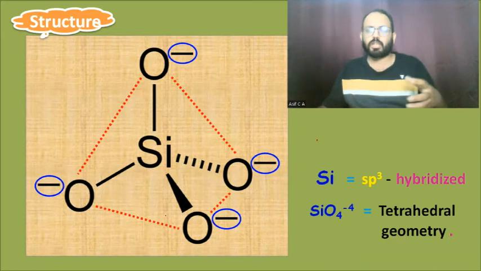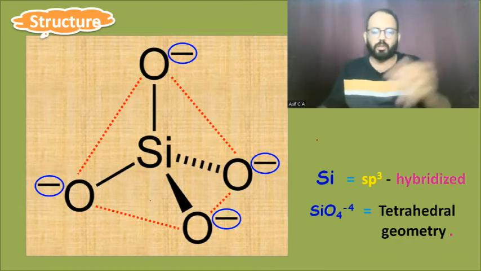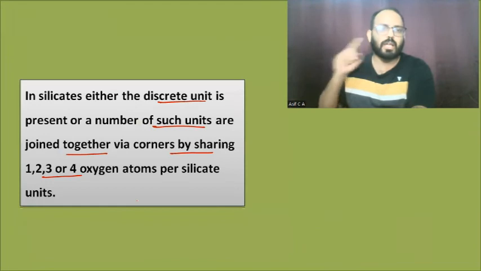இப்போ ரெண்டு ஆக்சிஜன் ஷேர் பண்ற மாதிரி இருந்துச்சுன்னா the structure which shares one oxygen ஒரு type, this structure which shares two oxygen இன்னொரு type, three oxygen share பண்றது இன்னொரு type. So அந்த மாதிரி different types we can able to have. That is what they are telling. In silicate, either the discrete unit is present or number of such units are joined together via corners.